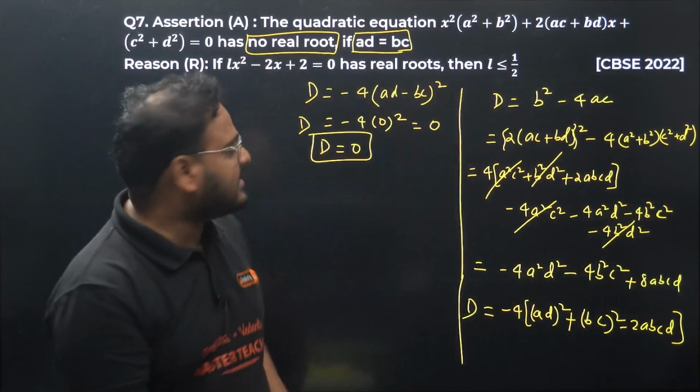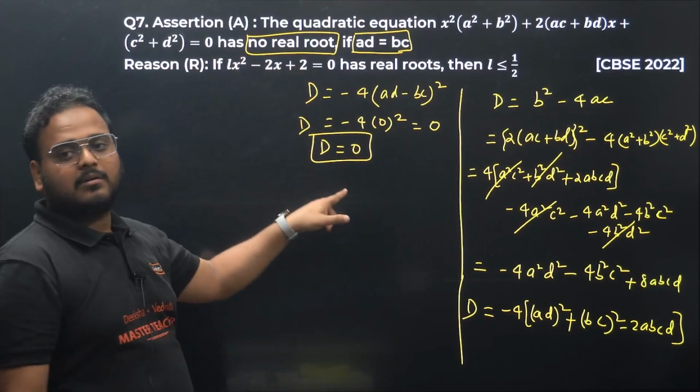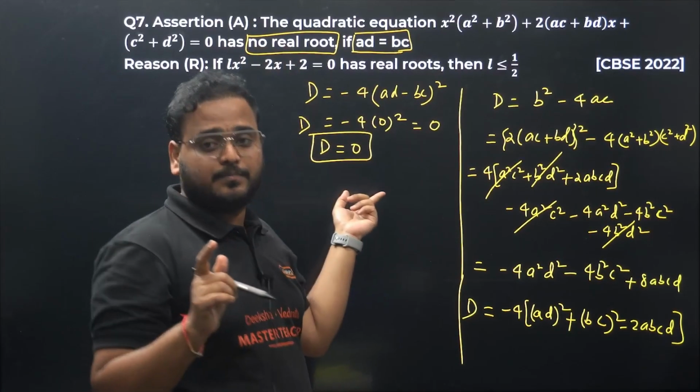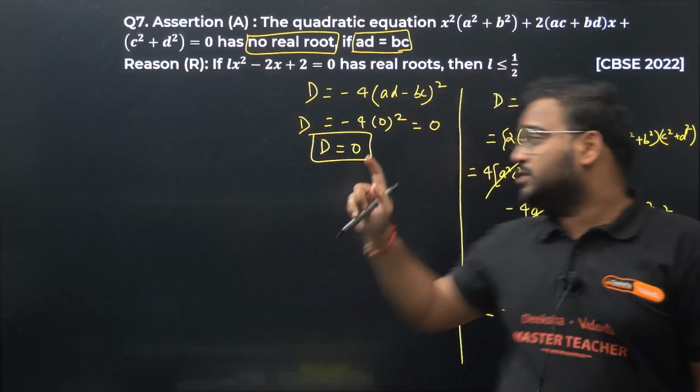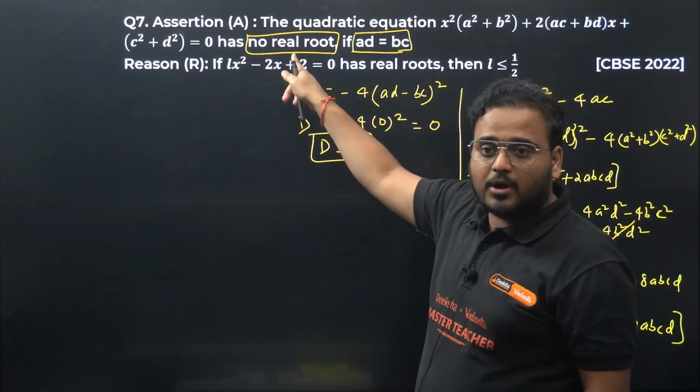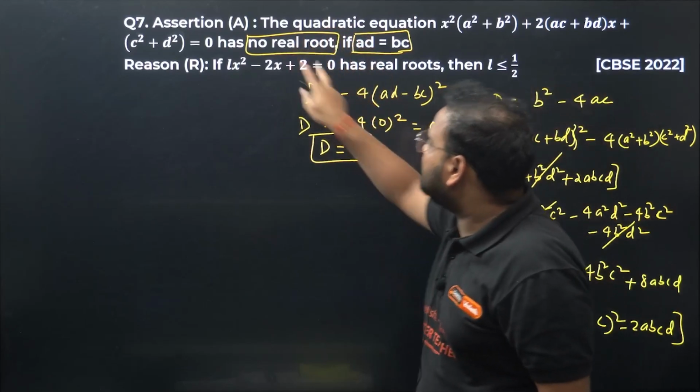But what are they saying? They're saying that for no real root, this should be true. Is it possible? For no real root, actually D should be less than 0. I got D value as equal to 0. It means there is a contradiction. If D is 0, means this has to be equal roots, or if it is no real root, then this has to be D less than 0.